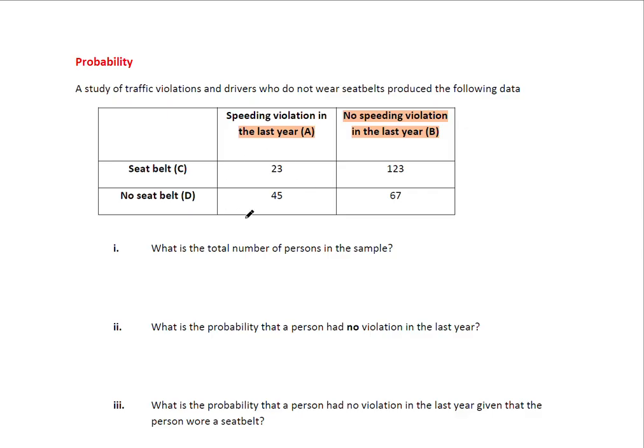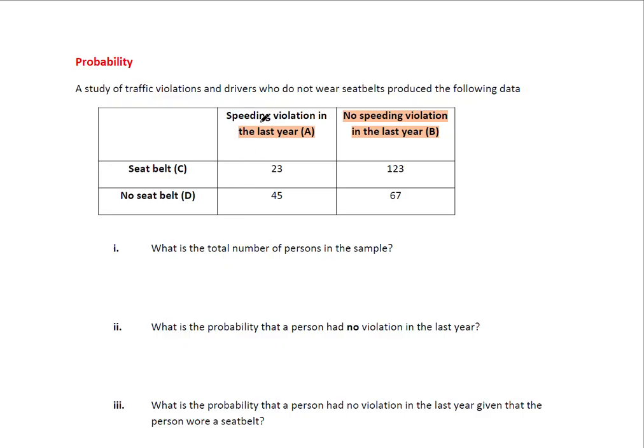Before we even calculate the probabilities from this table, one of the first things you want to do when you're given a table like this to calculate probability from is to determine the column totals and the row totals, and hence use that information to determine the total number of observations or sample size. So the first thing we're going to do here is to work on the column totals.